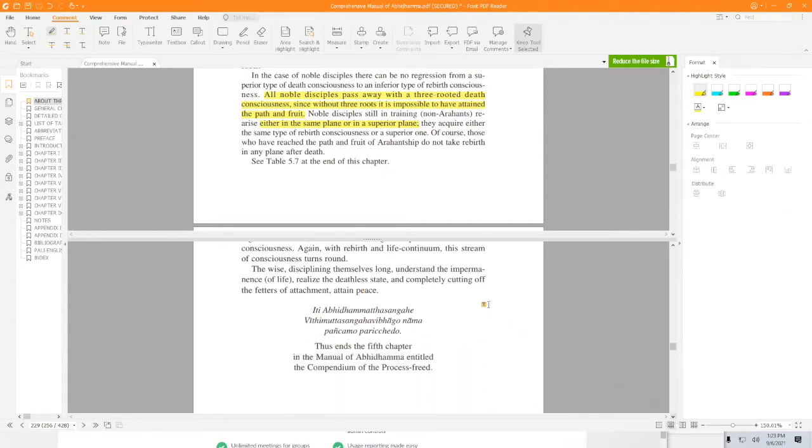So maybe we could take some questions arising from this. Yes, Bhante, there are two or three. The first one is, how can a person who has attained the Arupajhanas be reborn in a higher plane than the jhana he or she has achieved?